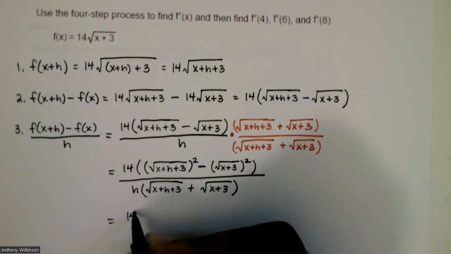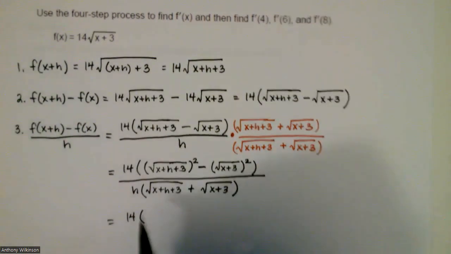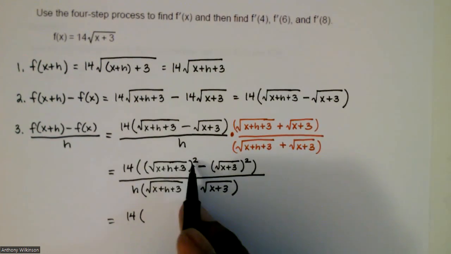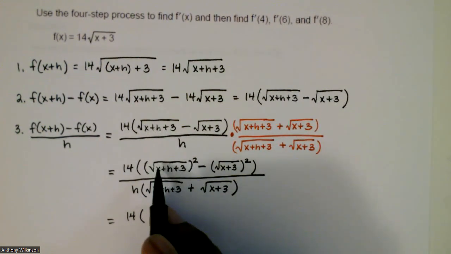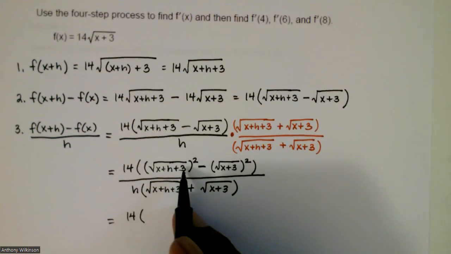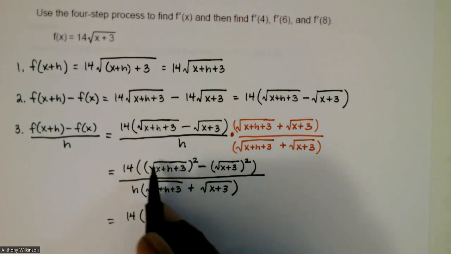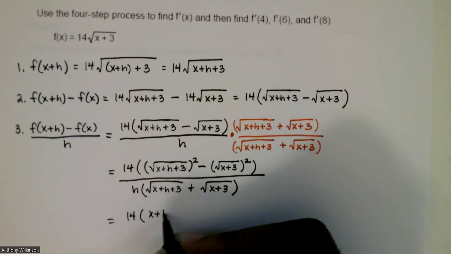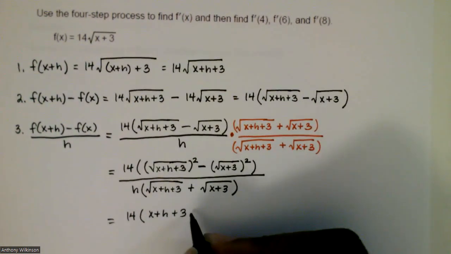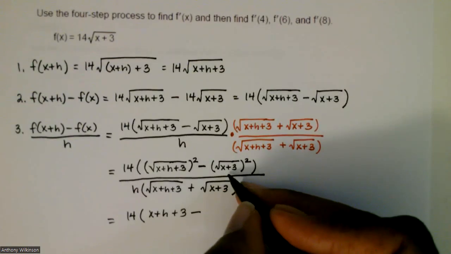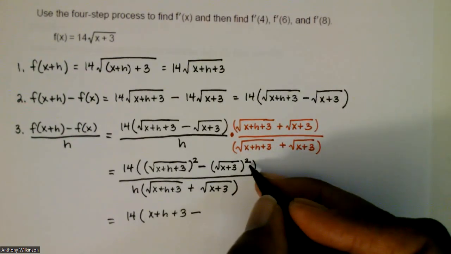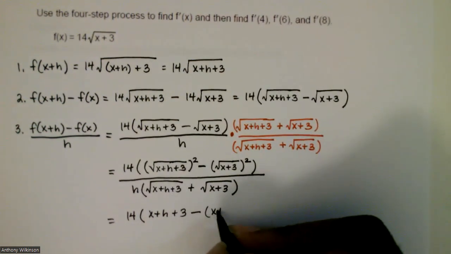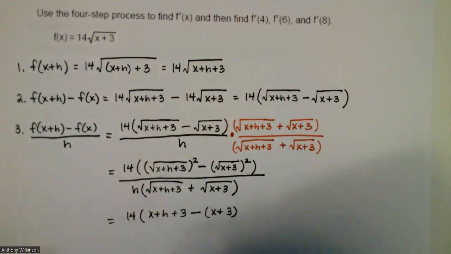I'm going to bring down the 14. Now when I take the square root of something and I square it, it wipes out the radical. So the square root of x plus h plus 3 squared, that radical is gone. You're left with just x plus h plus 3. Minus, same thing here, the square root of x plus 3 squared wipes that radical out. You're left with just x plus 3 in the numerator.